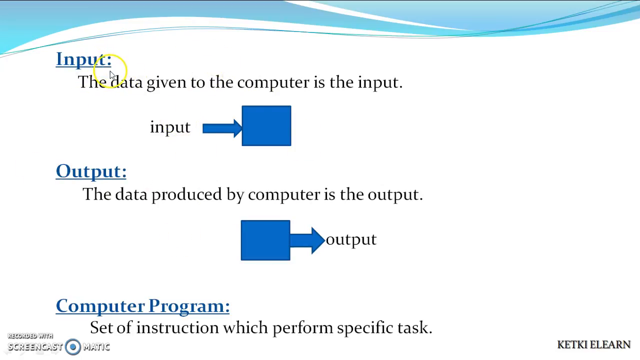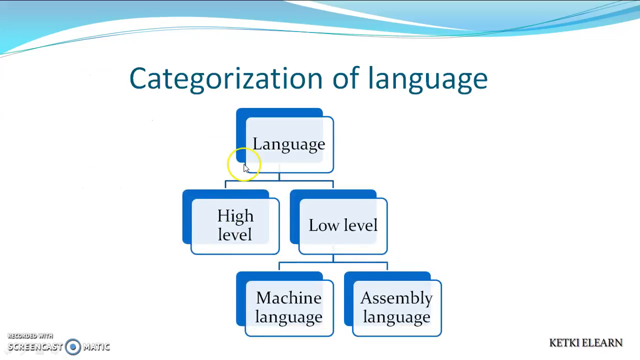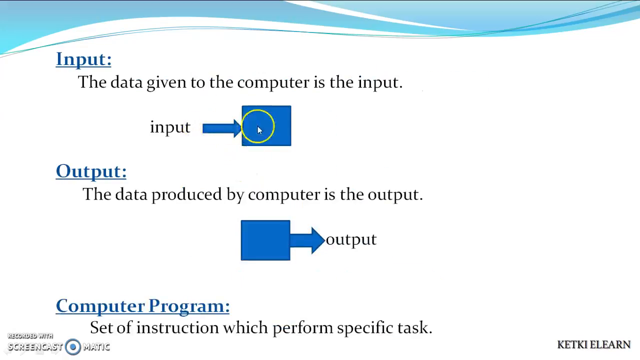First concept is input. The data given to the computer is called input. What is the output? The data generated by a computer is called output. Okay, user gives input to the computer, the computer performs some operations on that data and generates output. This is the normal function of a computer.